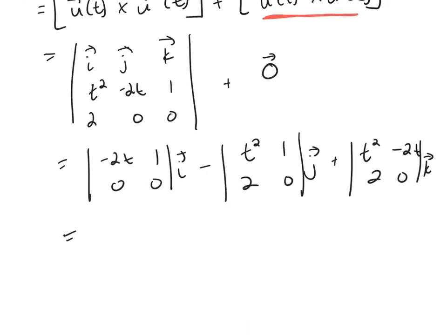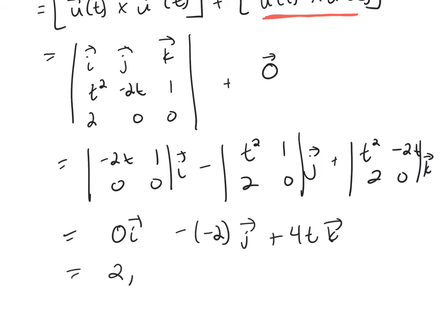So then I'm getting 0i minus negative 2, minus a negative 2j, plus a 4tk. So in the end, I'm getting 2j plus 4tk.